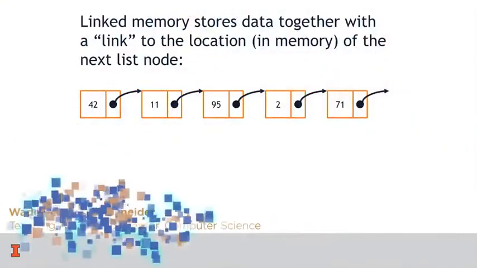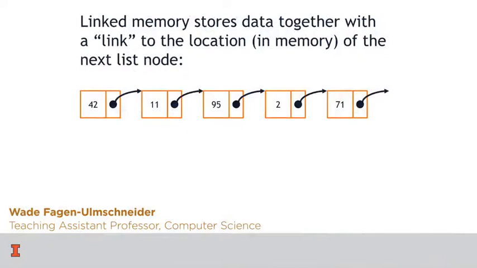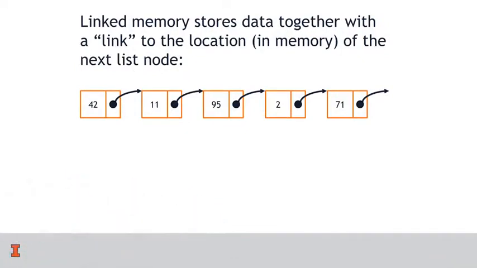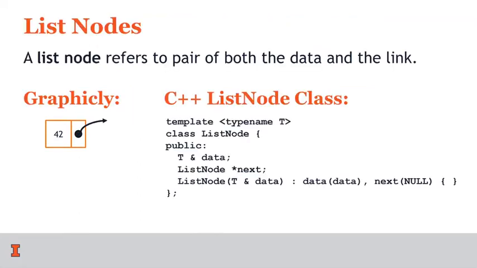Linked memory stores data together with a link to the next location in memory, instead of storing all of the data sequentially in memory. By utilizing the link, we can get several advantages over an array. Let's explore how this works, and then we'll talk about the advantages and disadvantages of using this. In C++, we're going to call each list a sequential list of nodes.